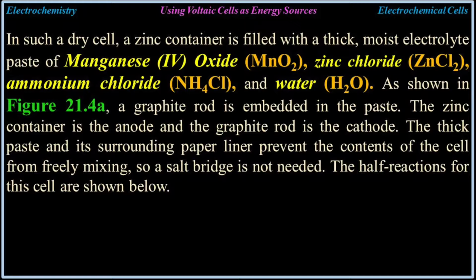In such a dry cell, a zinc container is filled with a thick, moist electrolyte paste of manganese(IV) dioxide, MnO2, zinc chloride, ammonium chloride, and water, as shown in figure 21.4a. A graphite rod is embedded in the paste. The zinc container is the anode and the graphite rod is the cathode. The thick paste and its surrounding paper liner prevent the contents of the cell from freely mixing, so a salt bridge is not needed.